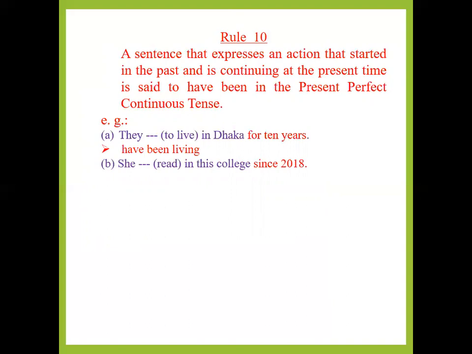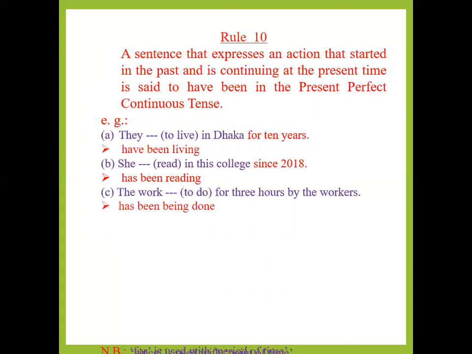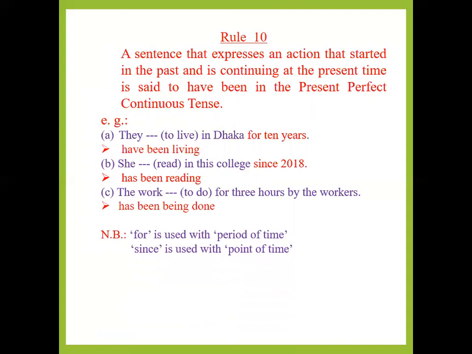She read in this college since 2018. Answer is "has been reading". The work to do for 3 hours by the workers. Look at this sentence. It's an example of a passive form, and the subject is here "the work", which is singular in form. That's why the answer is "has been being done". Special note for the students: "for" is used with period of time, "since" is used with point of time.